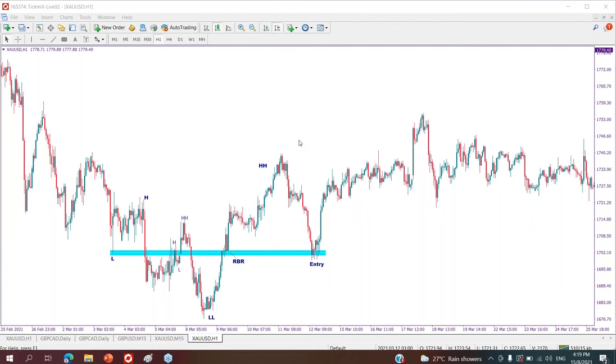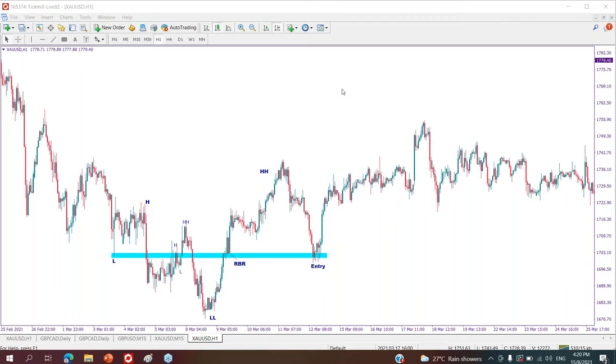So guys, any questions? I think this is simple. For me, it's not always happening, but it occurs. Just don't miss this chance. It's not only two-in-one setups. Sometimes you can see three-in-one setups, but it's very rare.